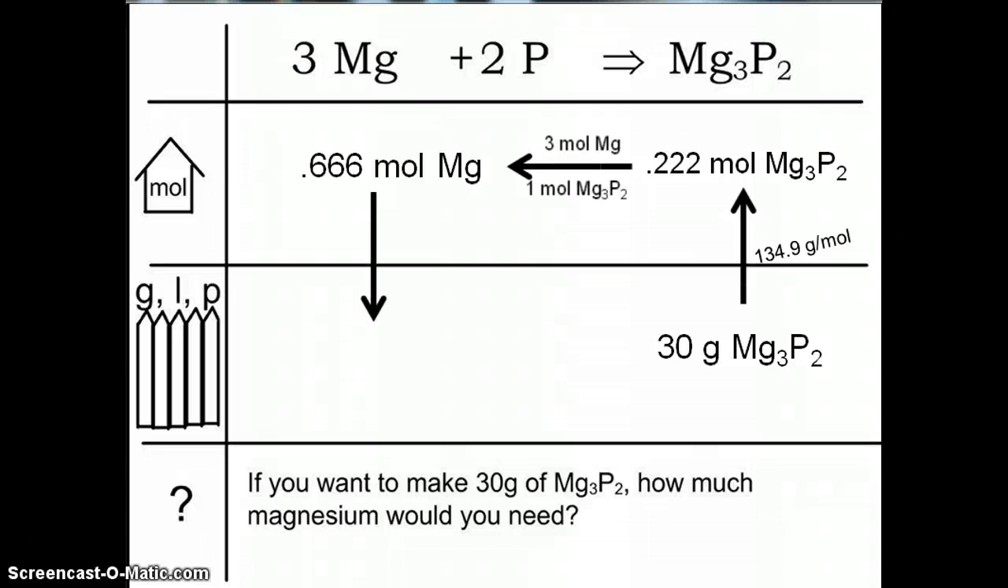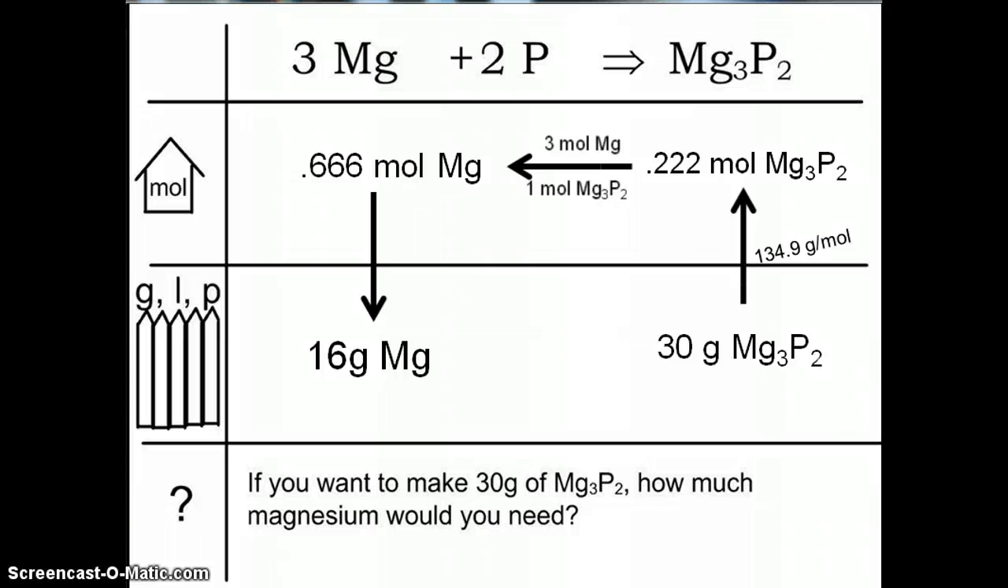Now, we don't want to give the final answer in moles. Of course, the question didn't specify, but if the question had asked for how many moles of magnesium you need, you would be done because you have the answer. But we're assuming that we want to know how many grams of magnesium we need. So again, we need to convert from moles to grams. Just like we converted from grams to moles on the right, now we're going to convert from moles to grams here in our magnesium column. And that will give us 16 grams of magnesium.